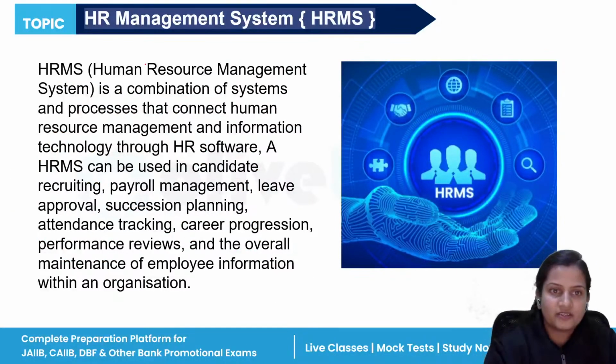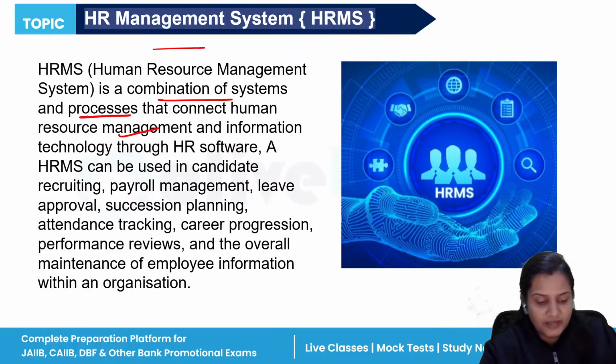Now, human resource management system. What is this human resource management system? Again, it is a combination of systems and processes. It is a type of software, how you are connecting and managing your employees through your software. This is what a human resource management system is. How we are connecting our employees through different software.